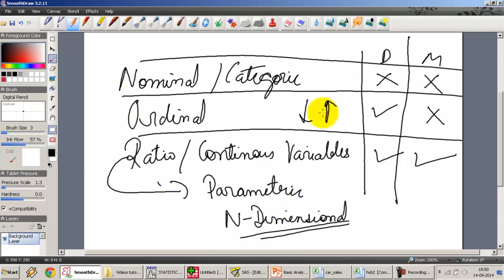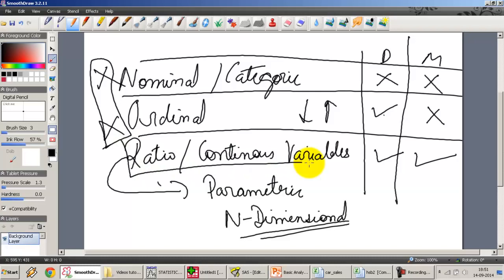Ordinal variables, they have direction but they don't have magnitude. So strictly speaking, they cannot be projected on the n-dimensional space. Nominal and categoric variables have neither direction nor magnitude. There's no way I can use this as a vector. These also cannot be projected on the n-dimensional space, right? While we'll talk about workarounds, how to get them into the n-dimensional space, that's for later. For now, only ratio and continuous variables have direction and magnitude, and I can project them on the n-dimensional space.